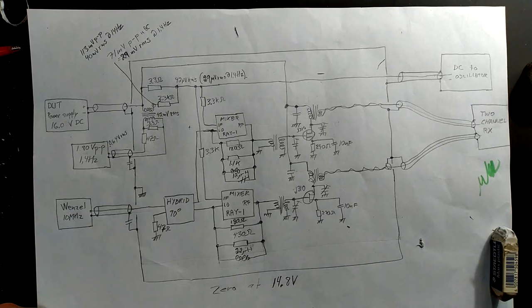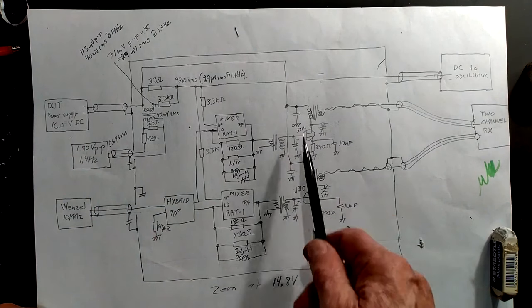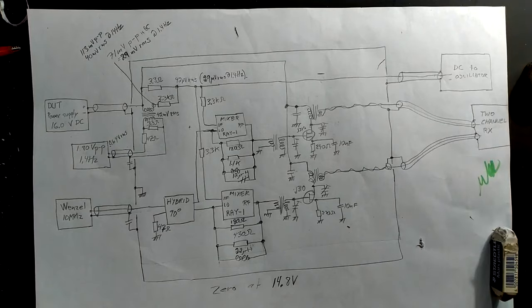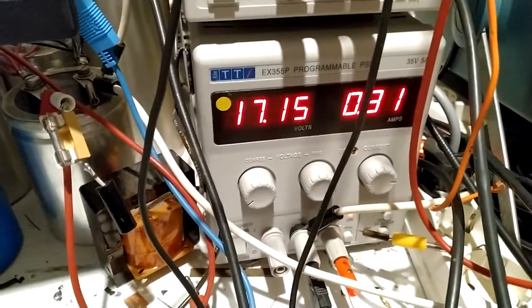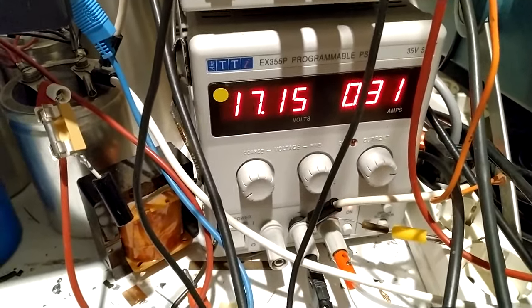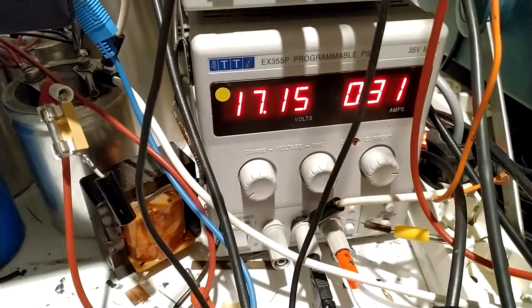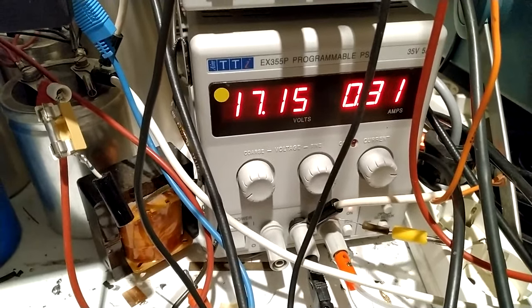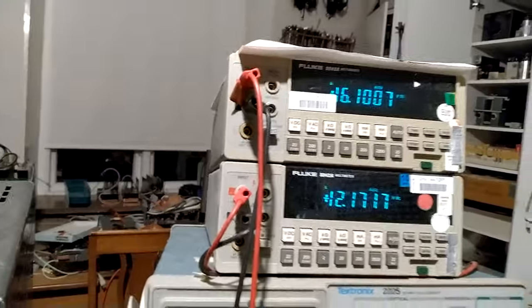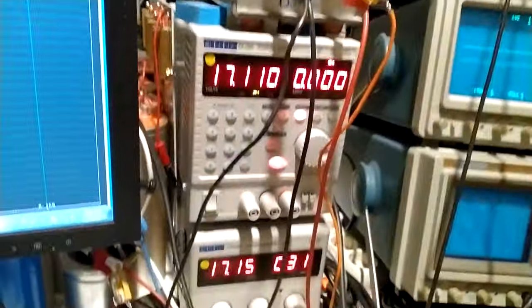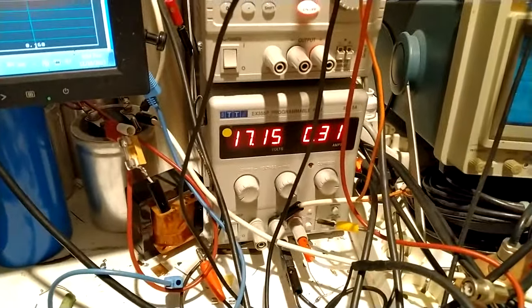But I run the unit here at 16 volts, so I have a significant carrier in both channels, which is amplified and sent to the two-channel receiver. I'm feeding the box from this power supply, the standard supply, which is rather noisy. I have set it to 17.15 volts, because I wanted 16 volts to the oscillator. So I wasn't quite accurate when presenting the idea.